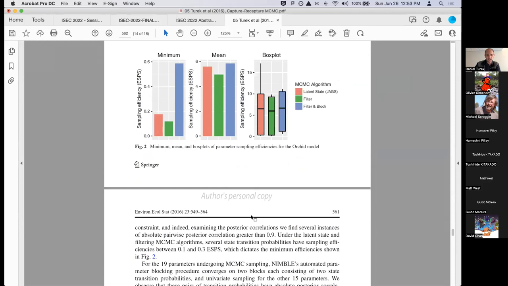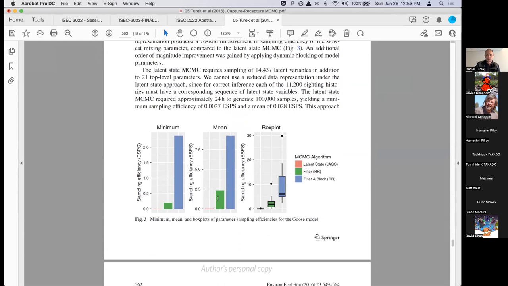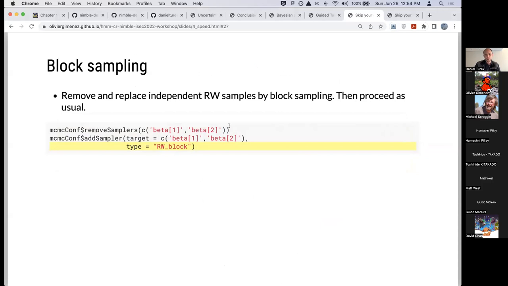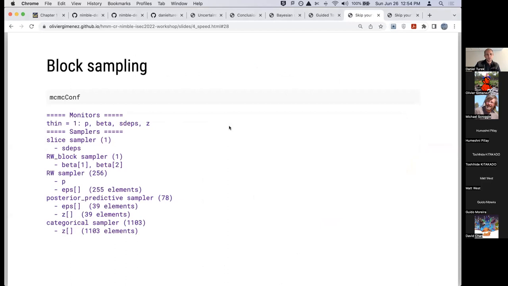When we did the filtering approach, we got a good increase. And then block sampling of correlated parameters gives another increase. The point is the blue bars are way higher than the green ones, another factor of five or so increase in sampling efficiency. This is all effective samples per second, or efficiency. So again, the point is we can massively increase MCMC performance using some of these strategies, including block sampling of correlated parameters. So something to think about. Here, this says now random walk block sampler on beta one and beta two.